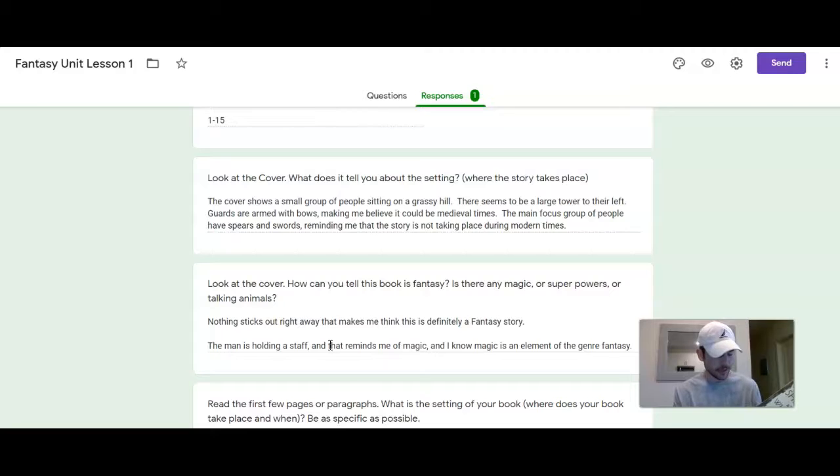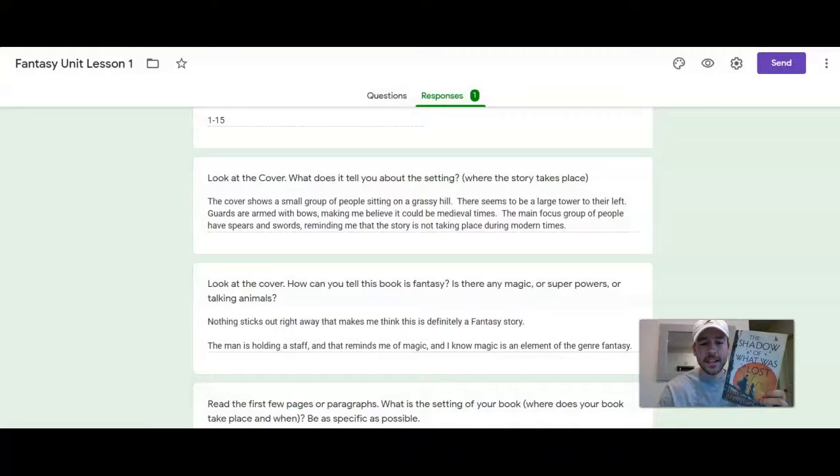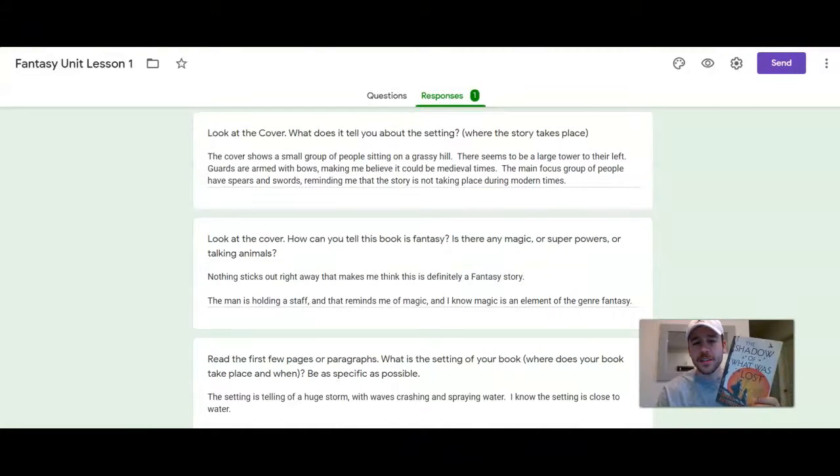Now, my book is a little different than most of your books, and sometimes we have to challenge ourselves to make guesses based on the clues because the clues aren't as obvious. So in my story, there's not a talking animal right on the cover. There's not someone using superpowers or with glowing eyes. So I have to make inferences and just make guesses based on the clues here.